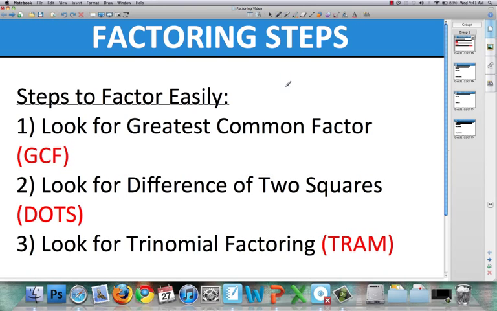In this video, we're going to go through the factoring steps. So here we have steps to help you factor easily. The first thing you should do when you're factoring is always look for a GCF first. GCF stands for greatest common factor. Then you would want to look for a difference of two squares. Sometimes we call that DOTS. And then you want to look for trinomial factoring, and sometimes we call that TRAM.